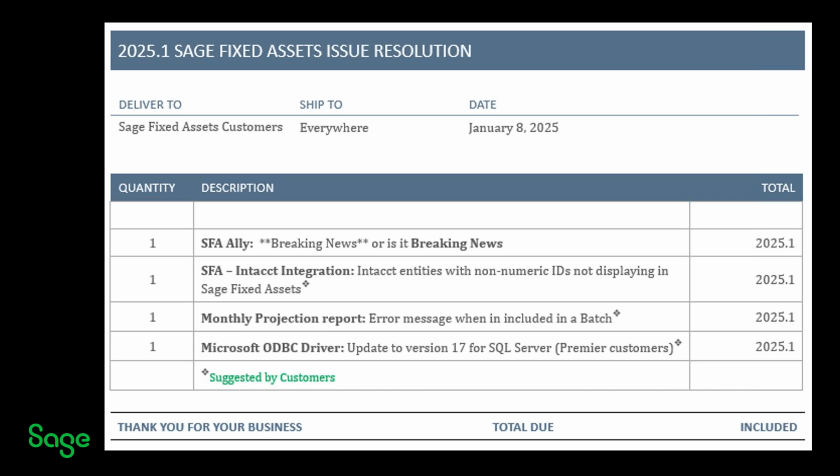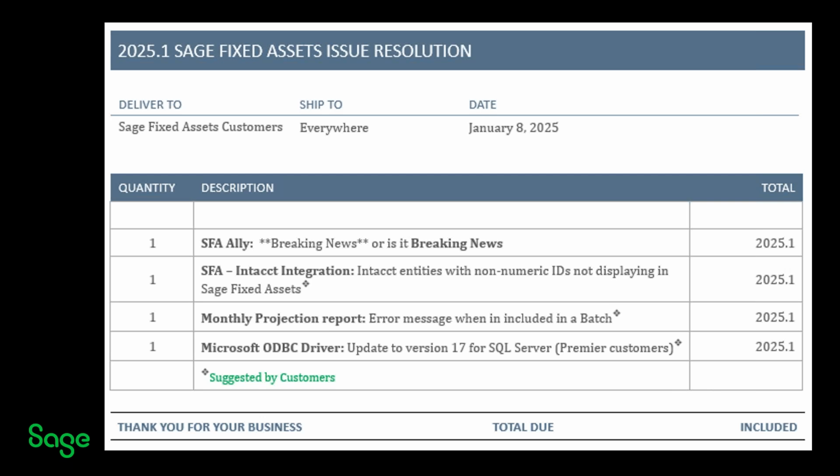Monthly projection report. When included in the batch of reports, the monthly projection report was generating an error. This issue has been fixed, so feel free to include the monthly projection report in your batch report runs again. And if you don't have batch report, you may be in a light product. It's available in the Standard, Depreciation, Network, and Premier.